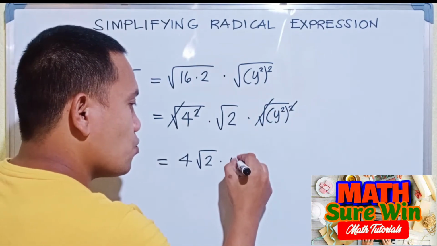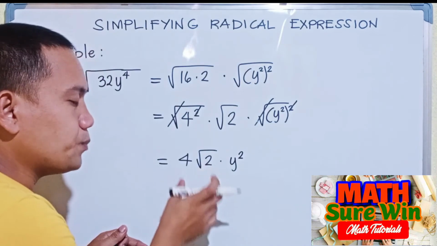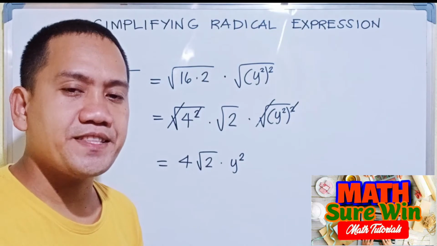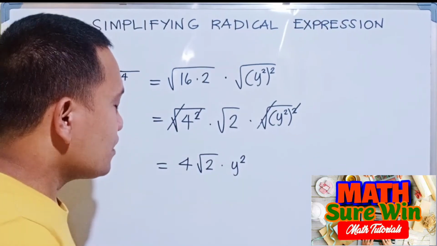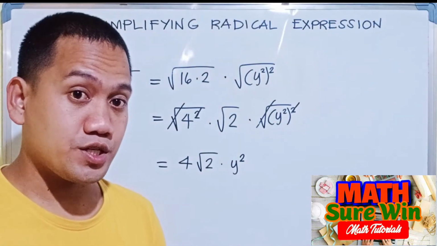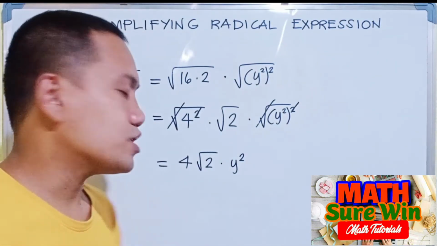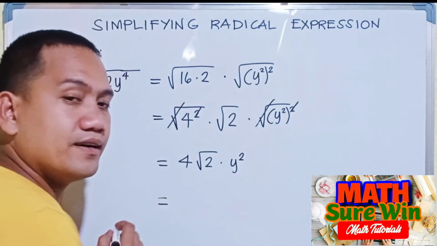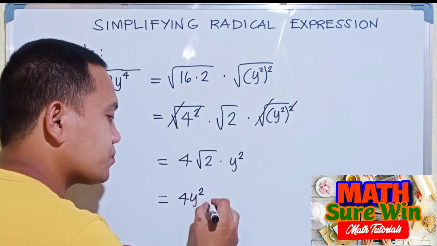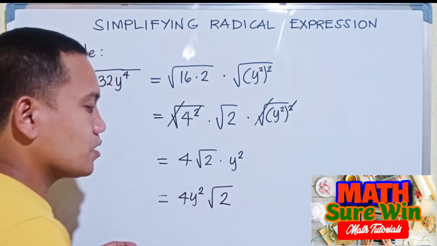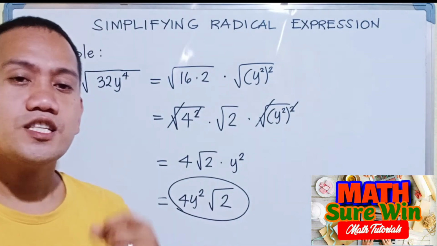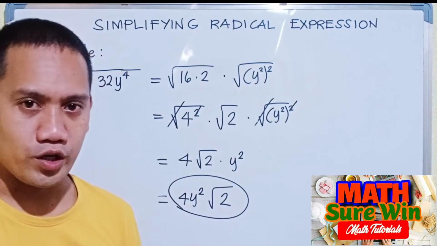So that would be y squared. So we will group the terms that are outside our radical symbol and group the terms that are present inside our radical symbol. In this case, 4 and y squared will be considered as our coefficients, both numerical and literal coefficients. So we'll have this before our radical symbol. So we will have 4y squared square root of 2. So this would be the simplified form of our given radical expression, square root of 32y to the fourth power.